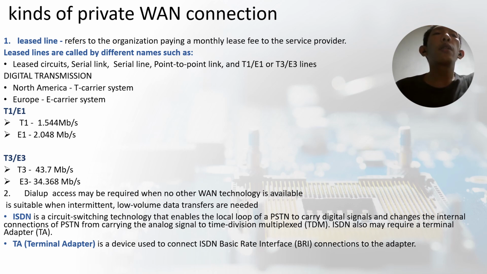Second is dial-up access, which may be required when no other technology is available. It is suitable when intermittent or low volume data transfers are needed. ISDN is a circuit switch technology that enables the local loop of the PSTN to carry digital signals and changes the internal connection of the PSTN from carrying analog signals to time division multiplexing. ISDN also may require a terminal adapter. A terminal adapter is a device used to connect the ISDN basic rate interface connection to the adapter.